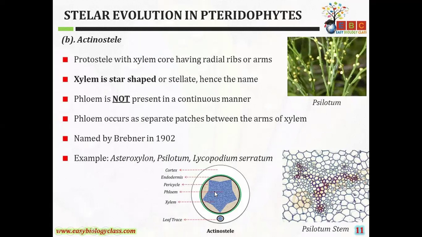Next comes the actinostelic condition. The protostele here is with the central xylem, and the xylem is in the form of a star shape. You can look at this here. This is a star-shaped xylem, and the phloem will be at the arms. On the arms of the xylem, you can see the presence of the phloem.